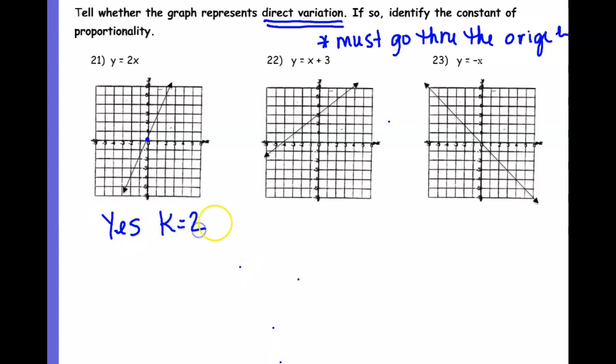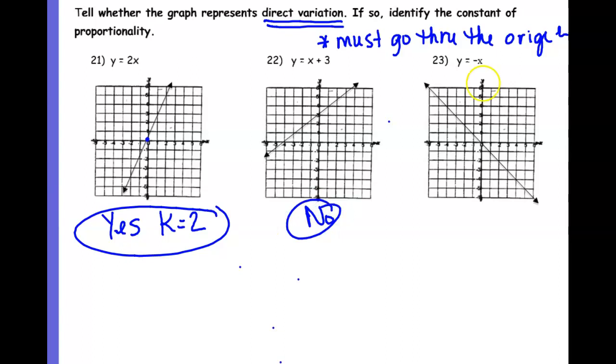All right, this one, y plus 3, we know we're not going through the origin, so it is not a direct variation. And for this one, it is, and if you notice y equals negative x, so our k is the same as the slope, which is negative 1.